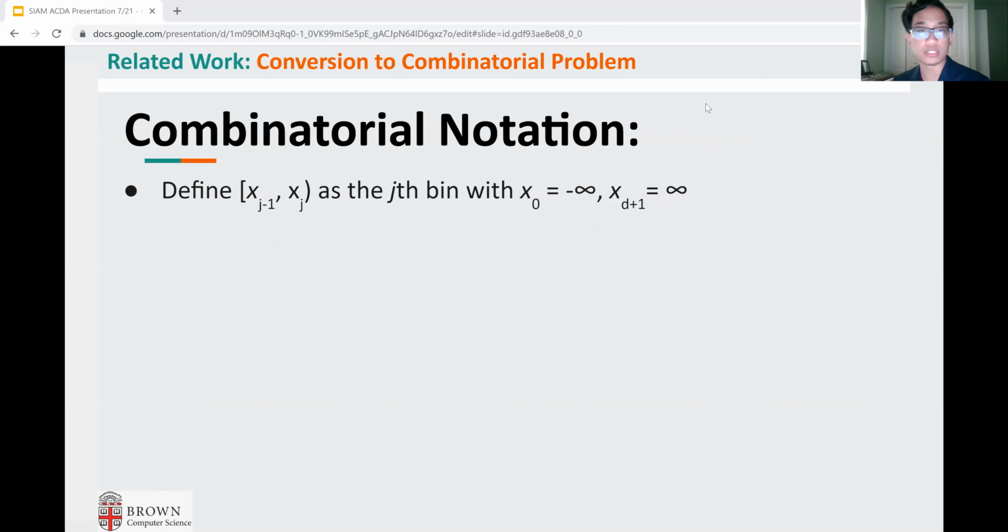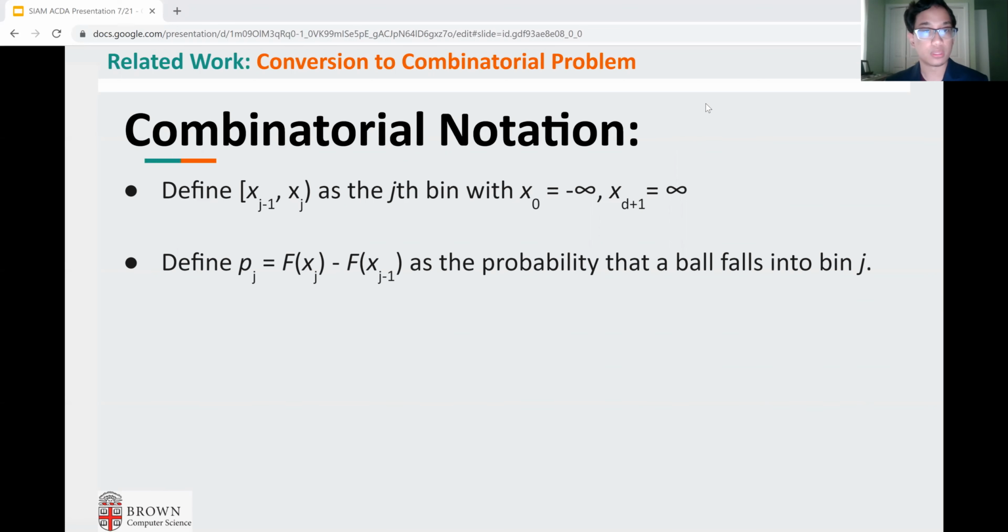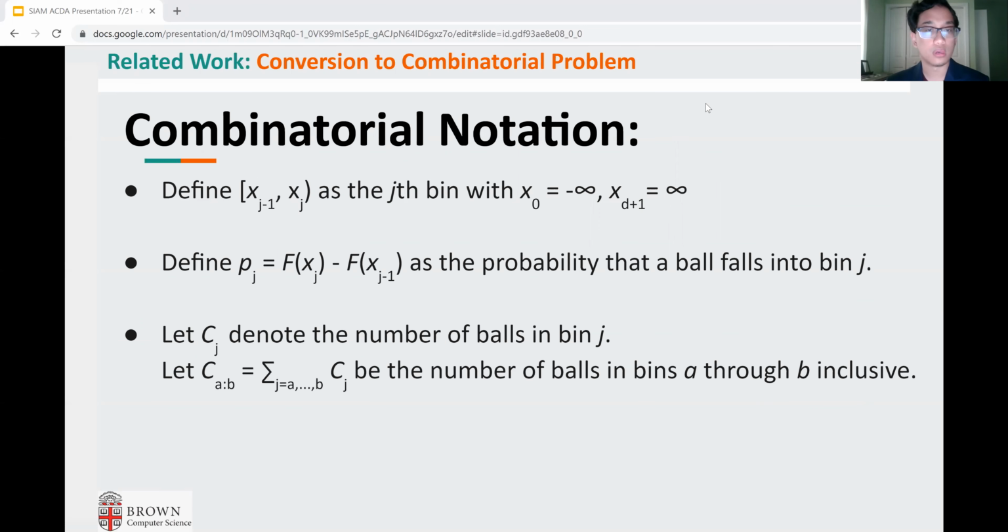Okay, so now some notation in combinatorial space. We define the space between the j minus first and jth bounds as bin j. This bin has corresponding probability p sub j, which is equal to the difference of the CDF F evaluated at the two endpoints. Now we let count j, which we denote here with big C sub j, be the number of balls in bin j, and similarly count a through b as the number of balls in bins a through b inclusive.